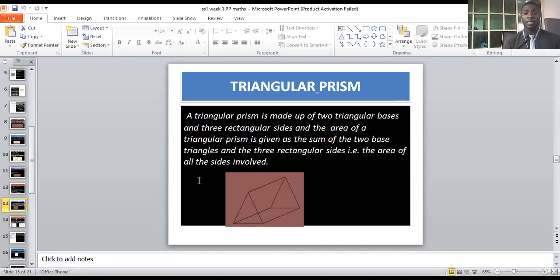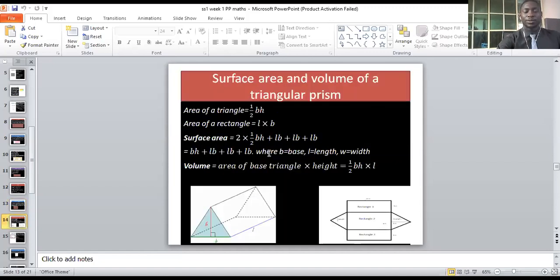How many sides do you have? We have 2 triangular sides and 3 rectangular sides. What's the area of a triangle? Half base times height, 1 over 2 base times height. And the area of a rectangular side is length times breadth. So you can see the area of a triangular base is half base times height, and the area of a rectangle is length times breadth.